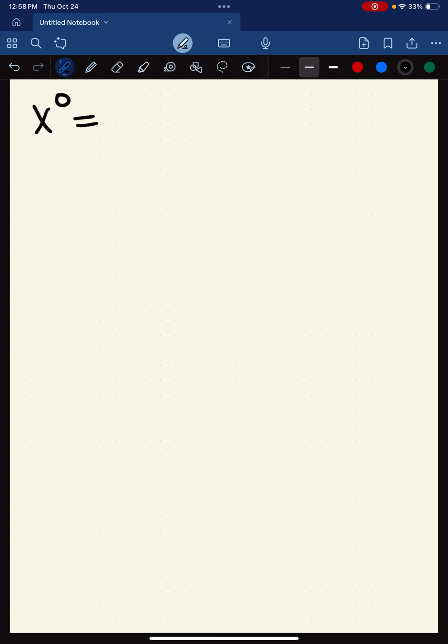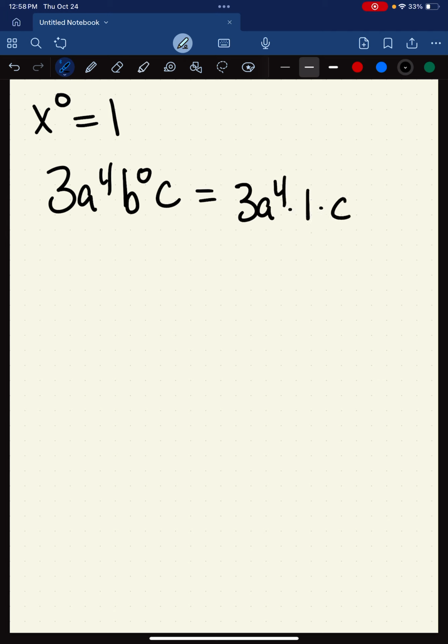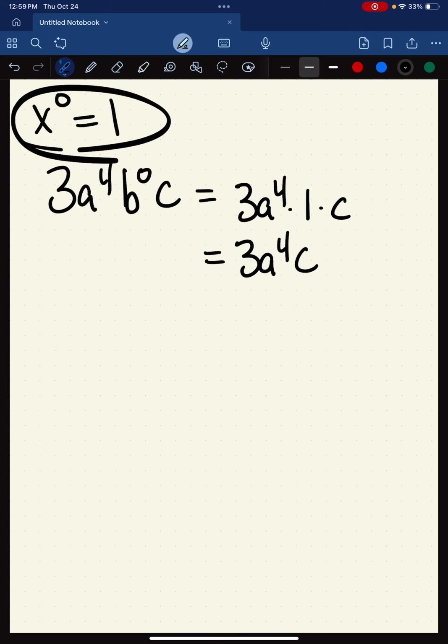All right, another property. Anything to the power of 0 is 1. This is maybe unintuitive at first, but just go with it. Anytime you see anything to the power of 0, you just replace that with 1. So 3a to the 4th b to the 0 c is going to be 3a to the 4th times 1 times c, which is 3a to the 4th c. Okay, so this is a very important property.